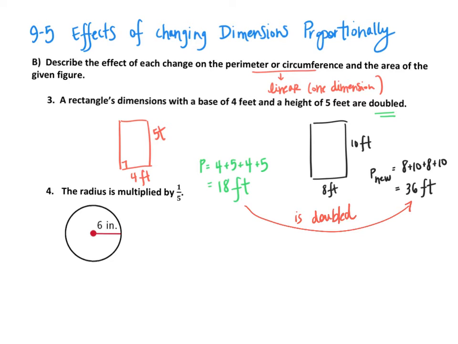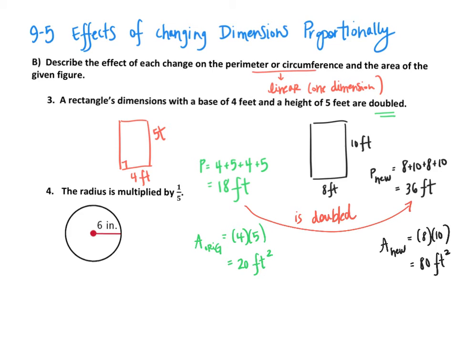Now it also asks us to look at the area, and so the area, we can find the area of the original, and you would find that base times height. So that's going to be 20 feet squared. And then if we look at the area of the new, we already have our dimensions that we did earlier. It's 8 by 10, and so it's 80 feet squared.